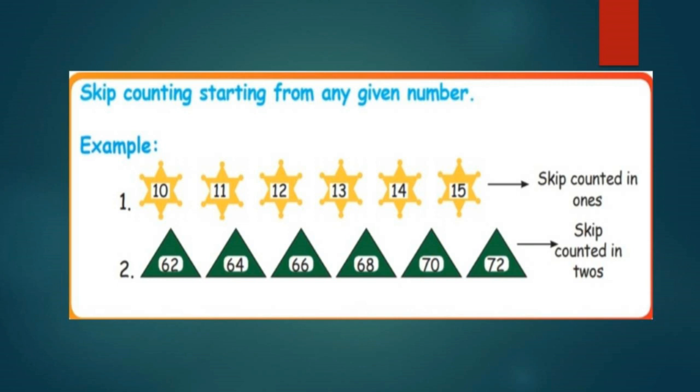The next one we are going to see counted in twos. Skip counting between 62 and 72. First number they have given 62. Then the next one is 64. The next number 66. After 66, 68. After 68, 70. Then the last number is 72.